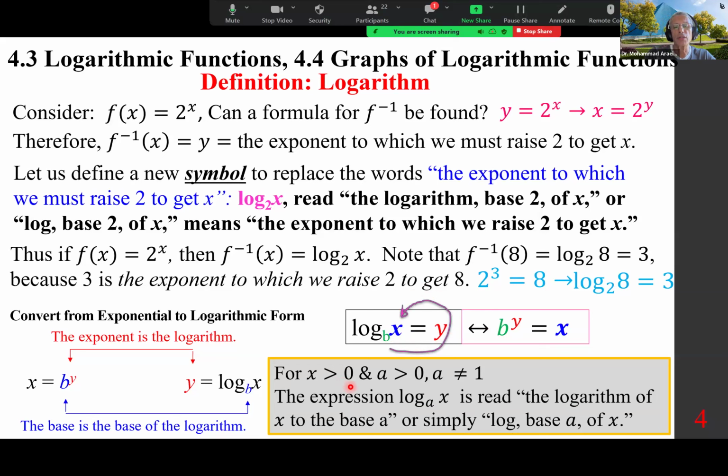For x larger than 0 and a larger than 0 and a can't be 1, the expression log x base a is read the logarithm of x to the base a, or simply log base a of x. Somehow you have to mention base with a, if you will, here. In this case, you have to mention base b.